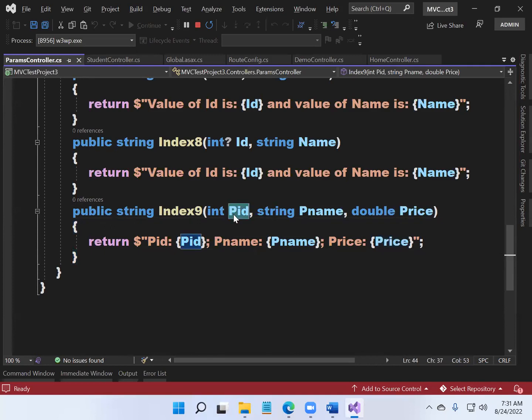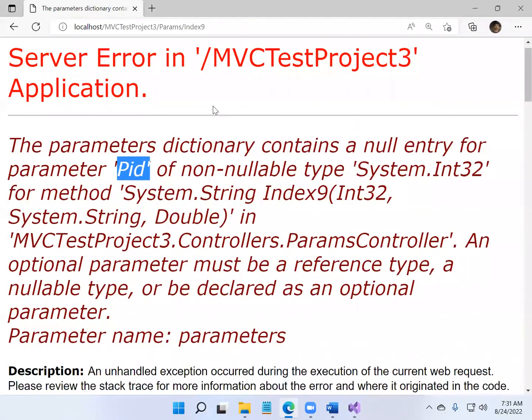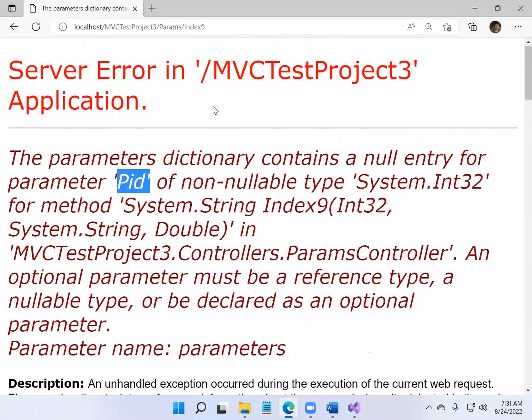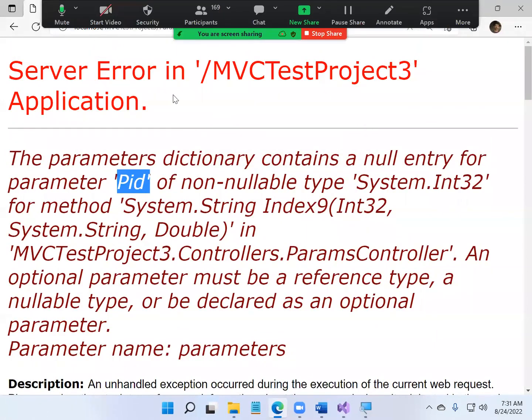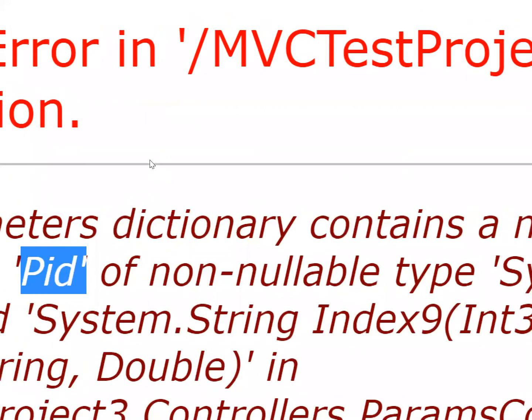The first parameter is PID, so that's why it is showing PID. If I pass a value for this, then the error will come twice. Understood? Then how can I pass the values? In this scenario, if you want to pass the values, use query strings. You can just use query strings and pass the values.